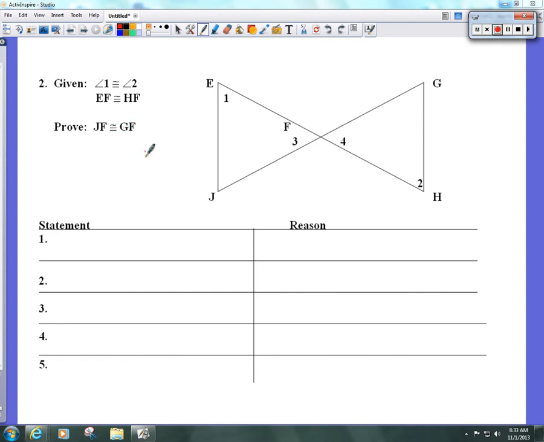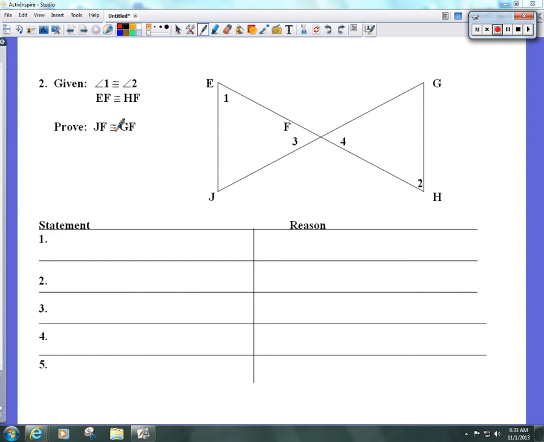Well, the first thing I notice, since I'm proving side lengths are congruent, is that I know my last step has to be CPCTC, which again stands for corresponding parts of congruent triangles are congruent. Since I'm solving for a side length, that's how I know I have to use CPCTC. So anytime you're trying to solve for a side length or an angle measure, you're always going to use corresponding parts of congruent triangles are congruent to prove that these two are in fact congruent.